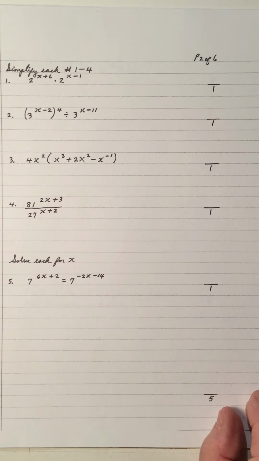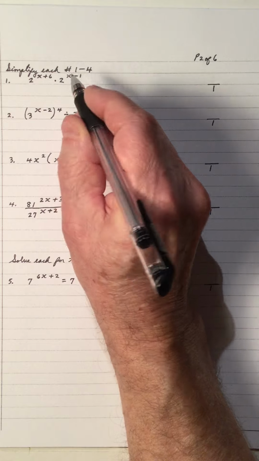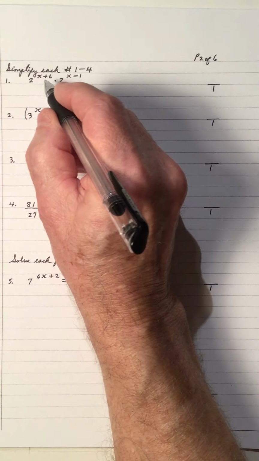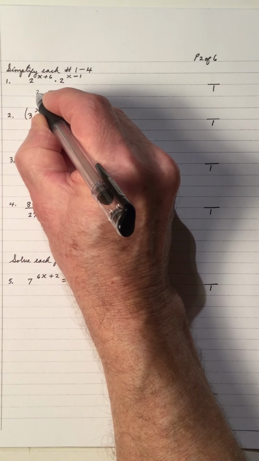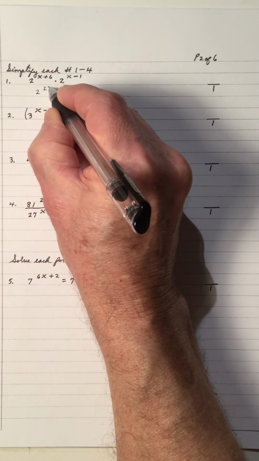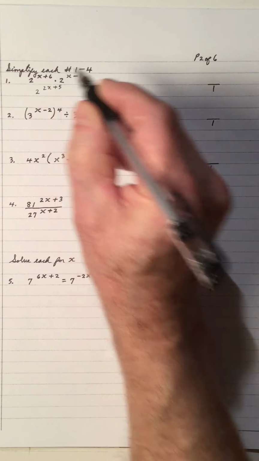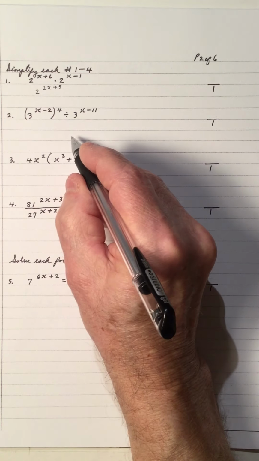Again, the questions are made out in the same sequence as the videos. Simplify each, numbers 1 to 4. To simplify, I need the same base, and the exponent rule is when you're multiplying, you add the exponents. So x add on x is 2x, plus 6 minus 1 is a plus 5. If you have that, give yourself a mark.